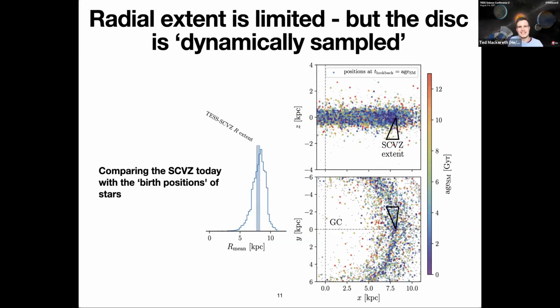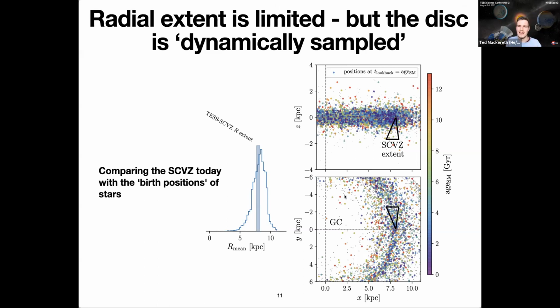Of course, the radial extent of stars in the southern continuous viewing zone is limited, but what we were able to see was that when you select stars in a small region of space and look at where those stars first started in the galaxy, by integrating their orbits backwards in time to their ages, by sampling that small range of radii today you're actually seeing a huge dynamical sampling of the disk. And so I think this is an interesting data set for looking at things like radial migration of stars within the disk of the galaxy.